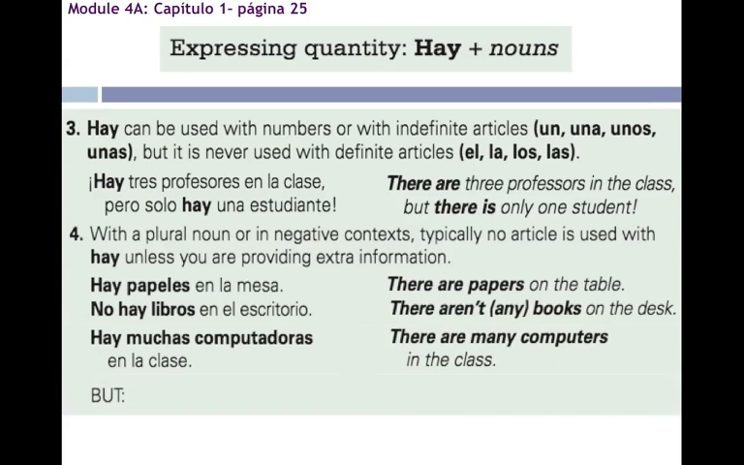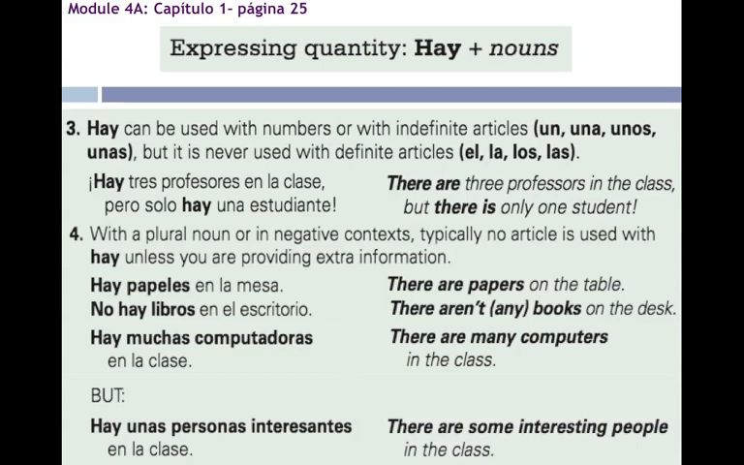But take a look at this. Hay unas personas interesantes en la clase. And why is that different? We now have the indefinite article unas, meaning some. ¿Qué significa en inglés? There are some interesting people in the class. So that's why unas comes into play there, because you're providing extra information.